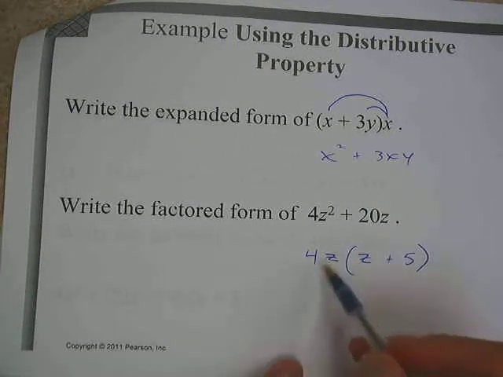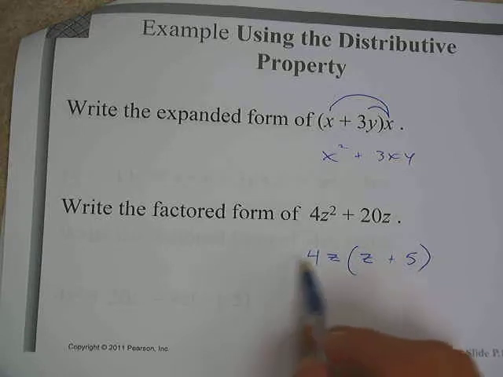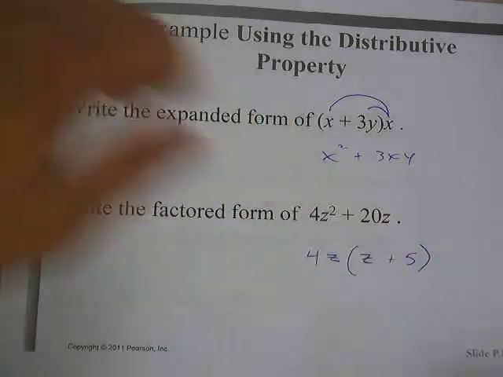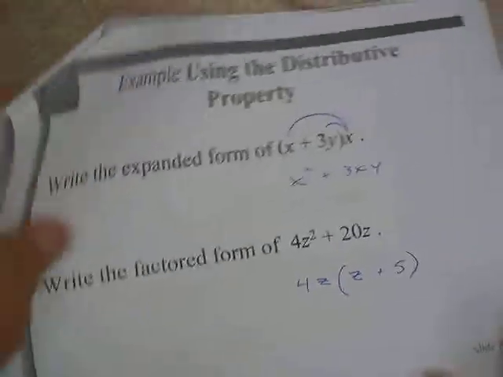And remember, factoring is checkable because we can just go backwards and redistribute that and make sure we get back to what we started with, which would be 4z squared and 20z. Okay. So a couple of algebra techniques using the properties that we learned that we'll practice again today and then use throughout. Okay. Questions so far?